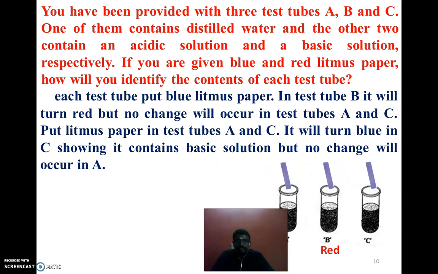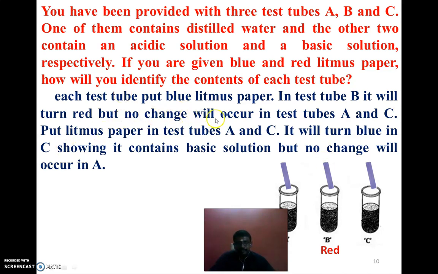In each test tube we put blue litmus paper. First we have to put the blue litmus paper in the 3 test tubes. In test tube B, it will turn red. So this is test tube B. When we dip the blue litmus paper, it will change to red, so we can tell that B is the acidic solution.